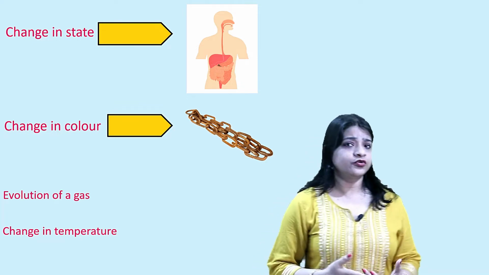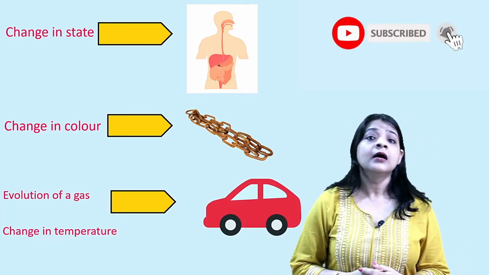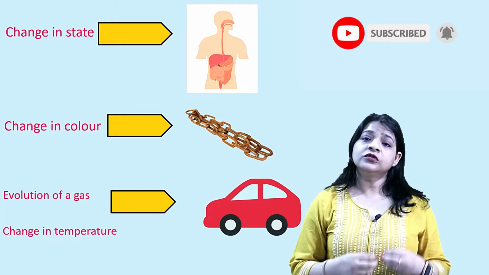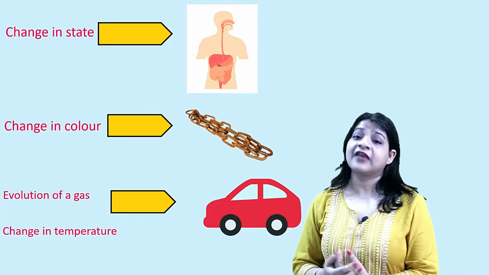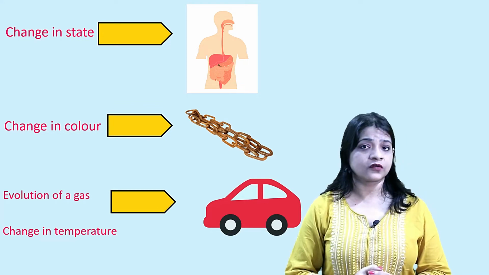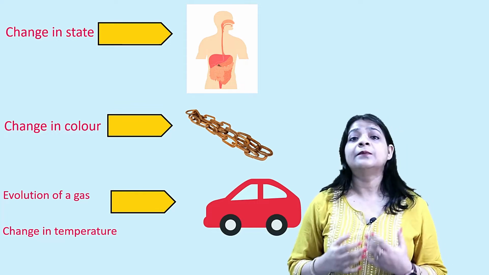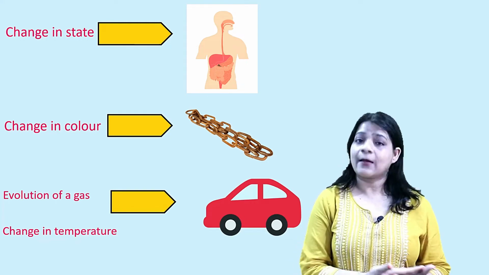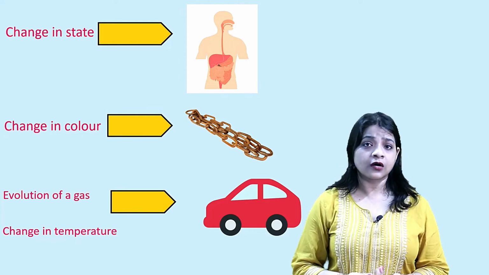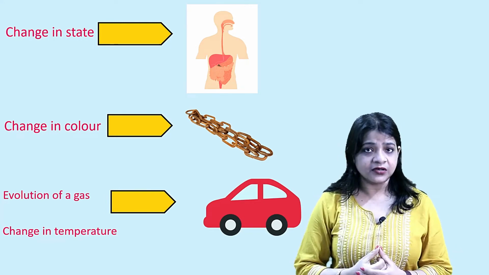Now, about evolution of a gas, we need petrol and diesel to run a car. So, due to the burning of fuel, that is diesel or petrol, evolution of gases like carbon dioxide and carbon monoxide occur. And when we run a car for long, we see that the parts of the car like engine gets heated up. So we can say that due to the chemical reaction, change in temperature occurs, because burning of diesel or petrol is called combustion and that is nothing but a chemical reaction.